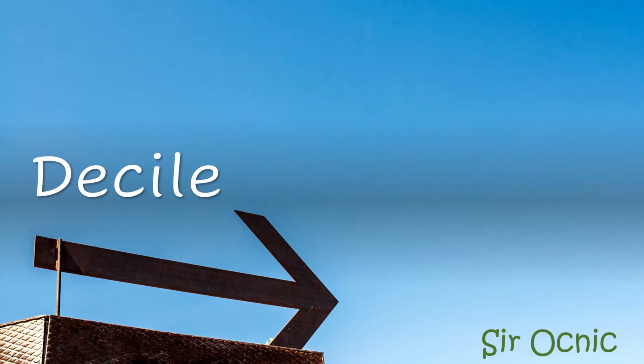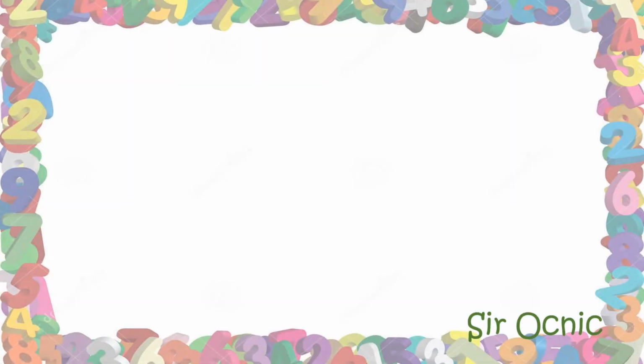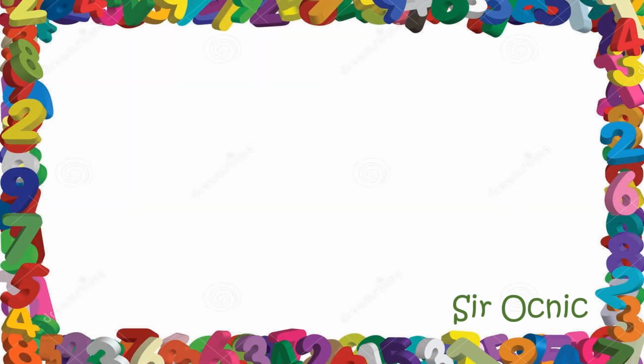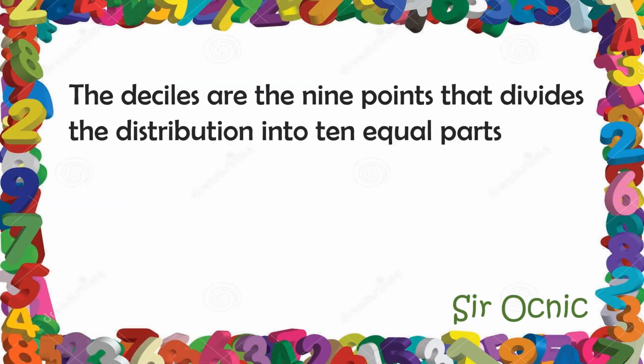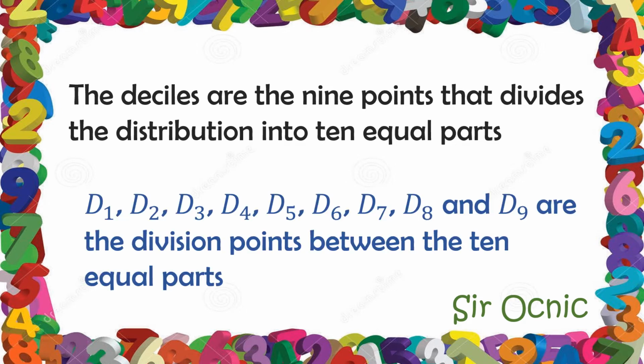Let us now focus on deciles. The deciles are the 9 points that divide the distribution into 10 equal parts. D sub 1, D sub 2, D sub 3 up to D sub 9 are the division points between the 10 equal parts.